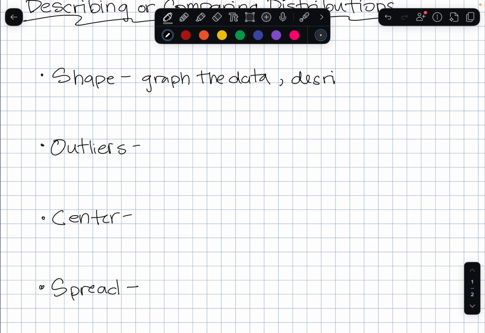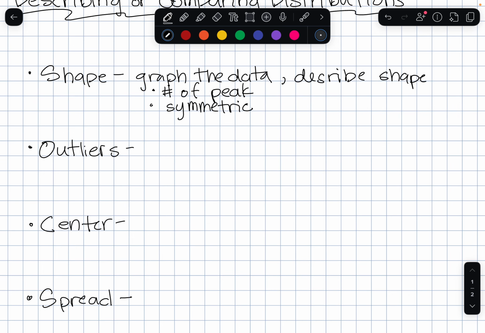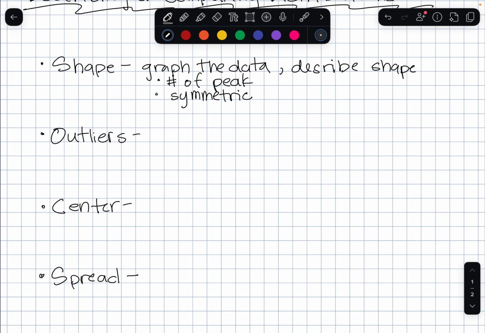And remember, when we describe shape, we're looking for two things. We're looking for the number of peaks, right? How many modes? And we're looking at symmetry. Is it symmetric or is it skewed? The other thing you're going to do is when you go to outliers, most of the time, unless you're explicitly asked to run the 1.5 IQR rule, it's enough to look at your graph from the first step and identify any visual outliers.